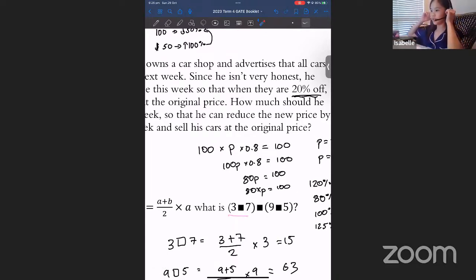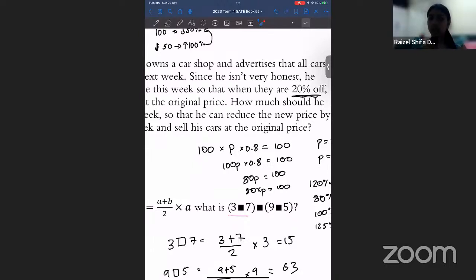100p times 0.8 is... I'll give you another way of looking at it. What's 80% of 100? 80% of 100 is 20. I mean 80. Good girl, it's 80. So 100p multiplied by 0.8 is 80p. So 80p is equal to 100.